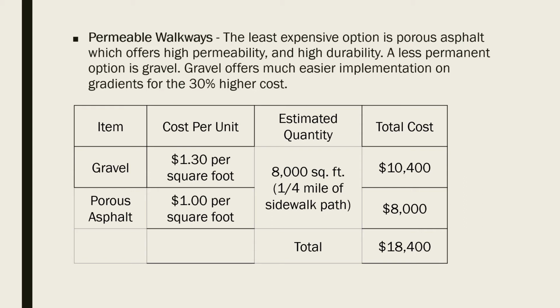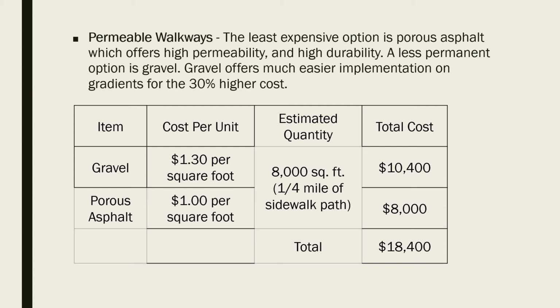Gravel at $1.30 per square foot is less permanent. However, it's a lot easier to implement on gradients, such as the curved walkway that goes through the woods on the gradient towards the pavilion. And the porous asphalt is a little bit cheaper by 30% and is much more permanent and would offer a much better walkway to the John Ball Zoo that would capture a lot of the runoff water that flows from the gradient of a lot of the pavement from the zoo.